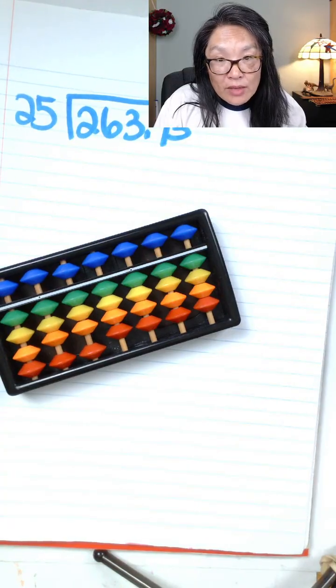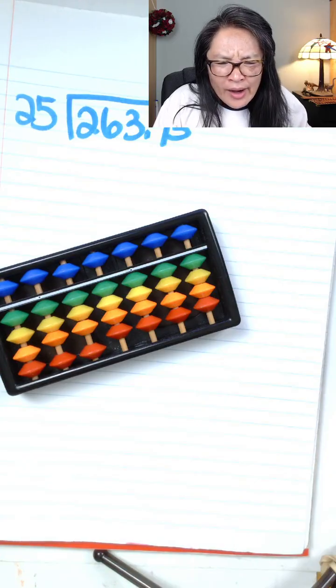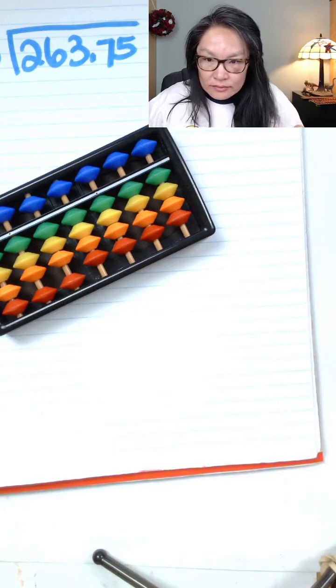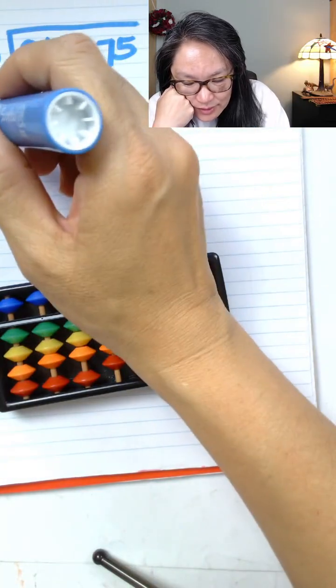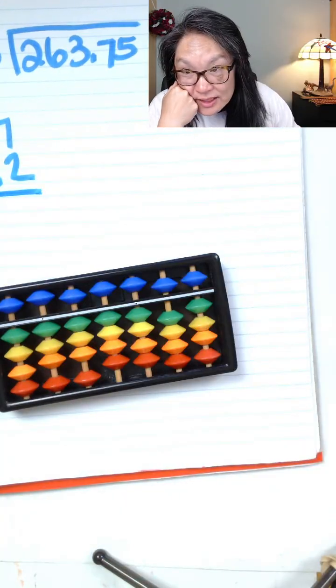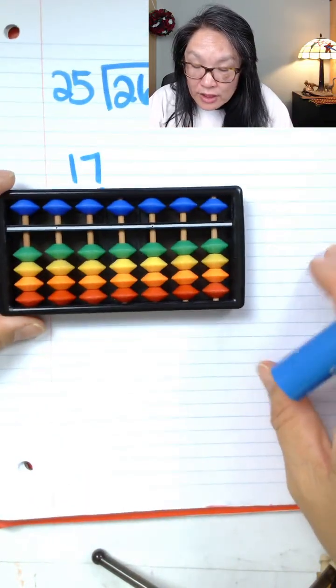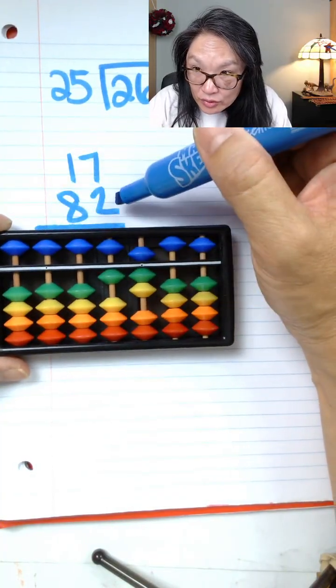If I can find my mouse. What are we doing? Let's do this one. Okay, so here's a question. This one's easy. This one is 17 plus 82, right? Easy. Why is it easy? Because we have enough. So if I have 17, 1, 7, and then we're going to have 82.